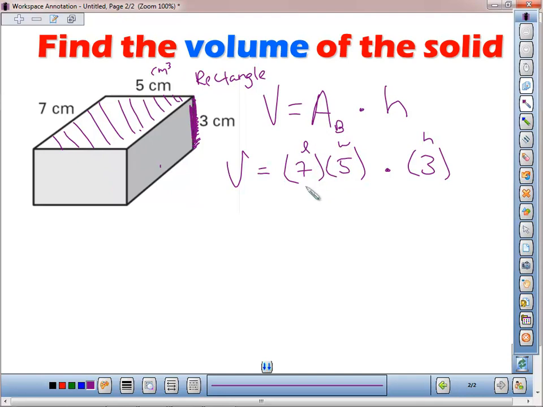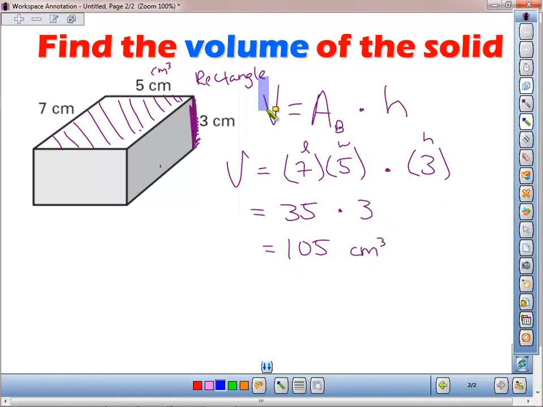So what is 7 times 5? That comes out to be 35. Times 3 more, that would be, let's see, that's 90 plus 15. That comes out to be 105. And because it is volume, we would say centimeters cubed. Okay, so there's our formula. Area of the base, which is a polygon, times the height, which is the distance between the two matching bases. Let's try another problem.